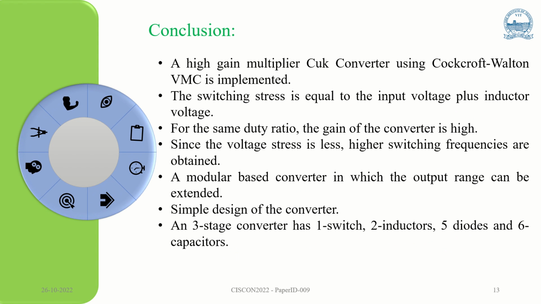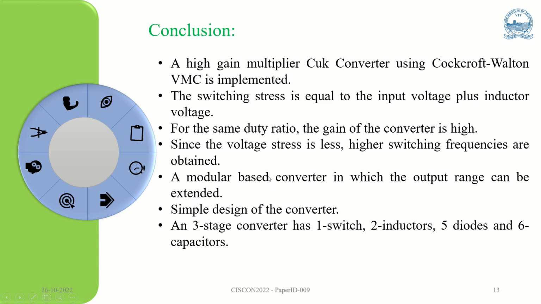So the conclusion: a high gain DC-DC multiplier converter is designed by incorporating the Cockcroft-Walton multiplier circuit. In this case the switching stress is equal to the input voltage plus the voltage across the inductor, L di/dt, and for the same duty ratio the converter gain is quite high. Since the voltage stress is very low, the switching frequency can be extended to more than 50 kilohertz also.